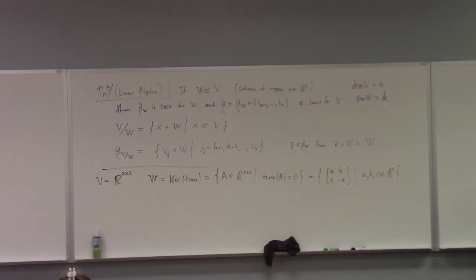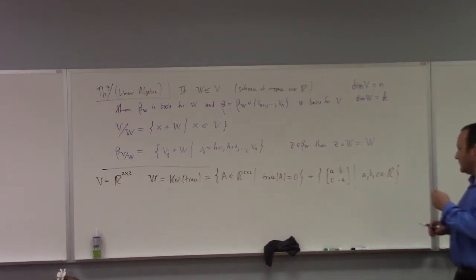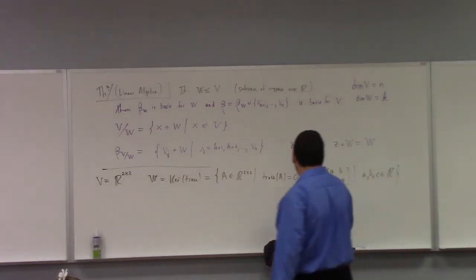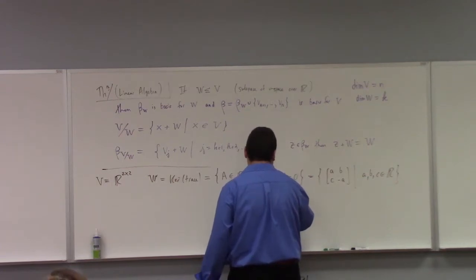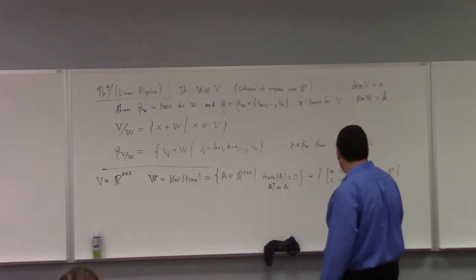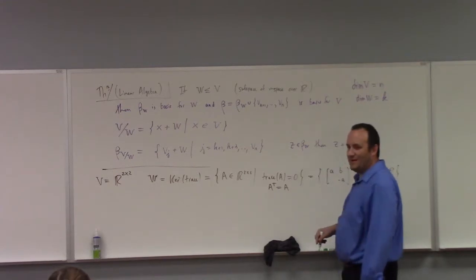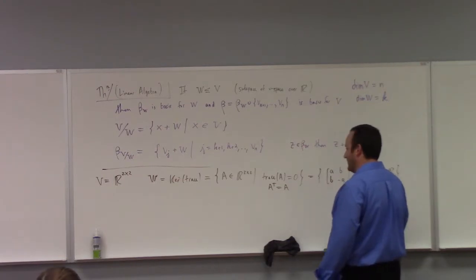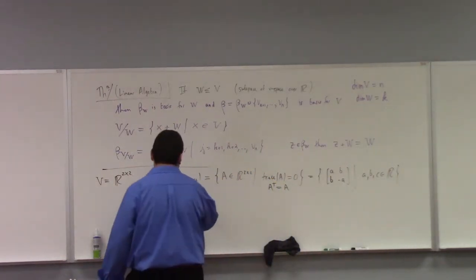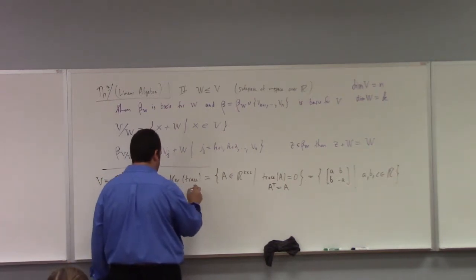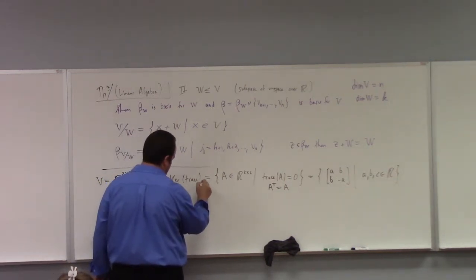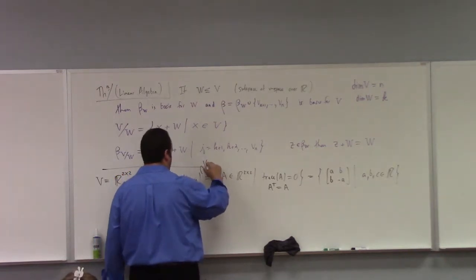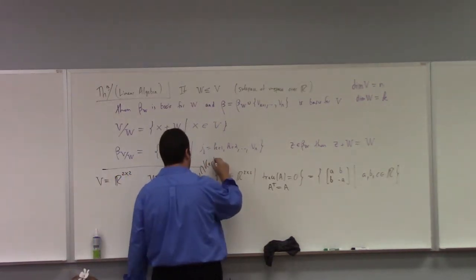Yeah, trace is the sum of the diagonals. And A transpose equals A. So we'll add the symmetric condition. I was just content with my example, but we'll add symmetric to this W to make it more fun. There we go. It's the kernel of the trace intersected with the kernel of the antisymmetrizer.